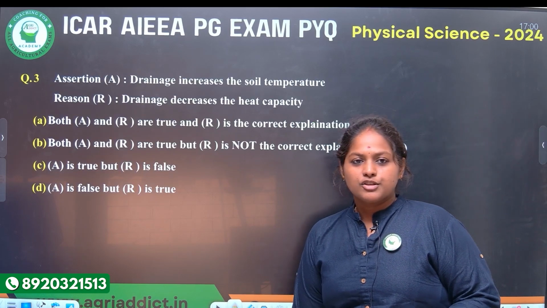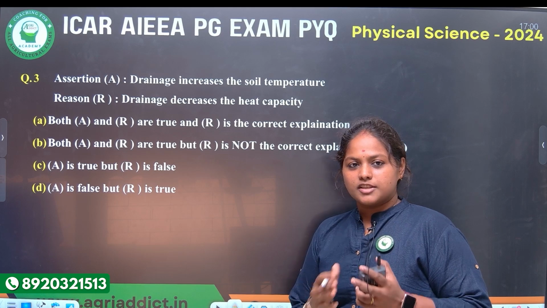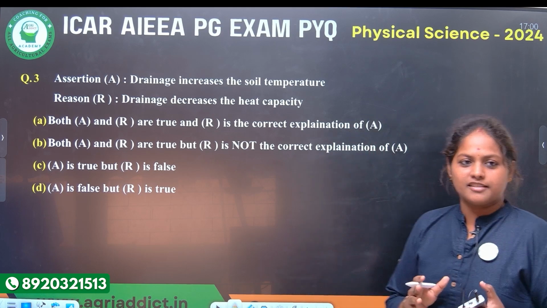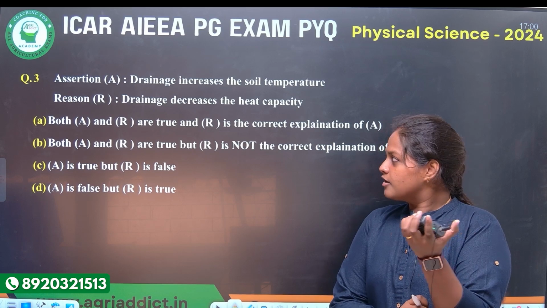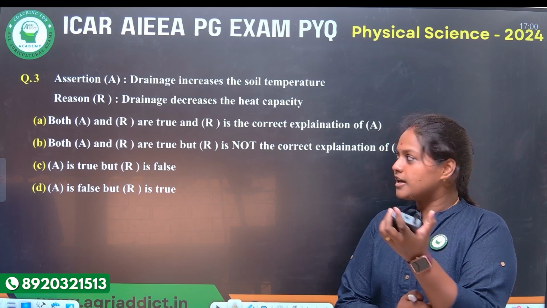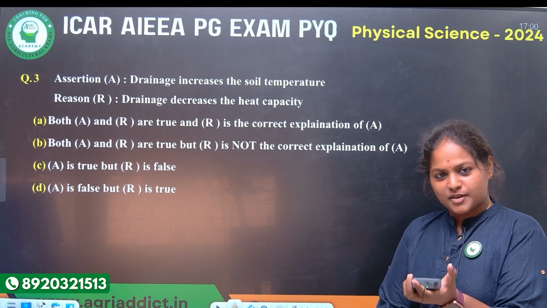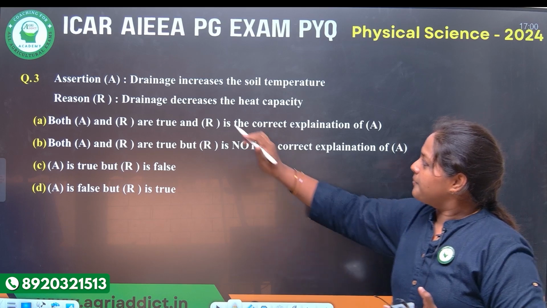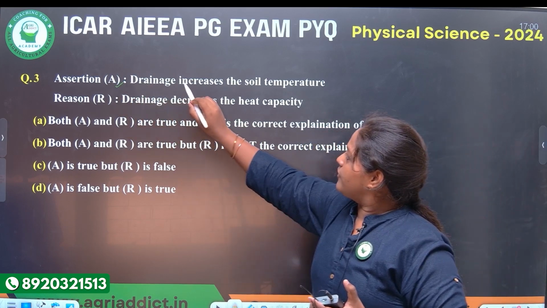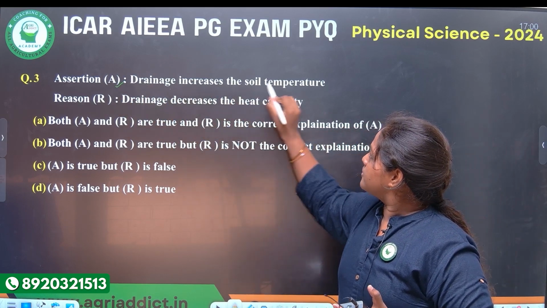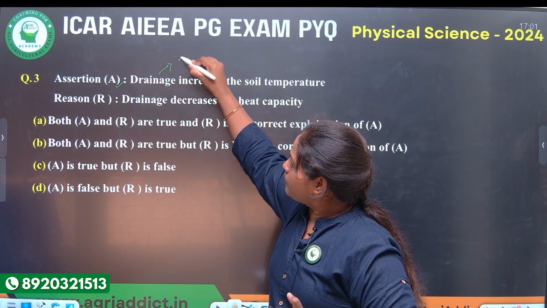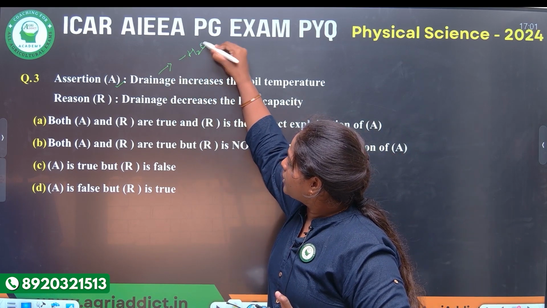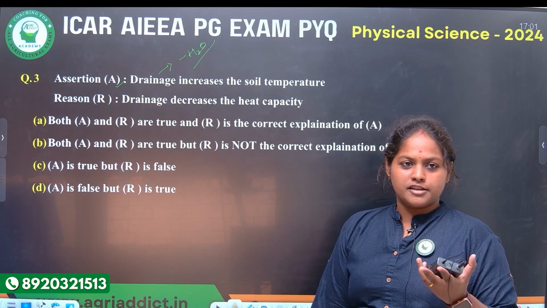Assertion reason. This is a particular set of questions, assertions and reasons, where students commit more mistakes in the JRF examination. So, understand it in a clear way. I will also explain it in a clear way. Let us see. The assertion they have given is: drainage increases the soil temperature. First of all, what is drainage? Drainage is removal of water from the soil. So, water is removed, and your soil is dry now.